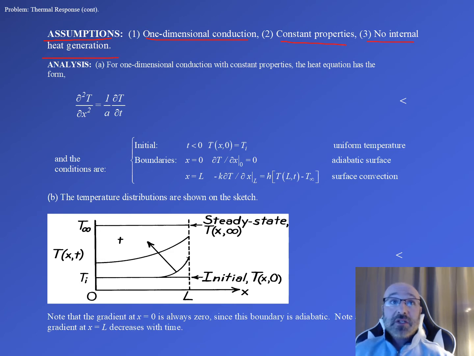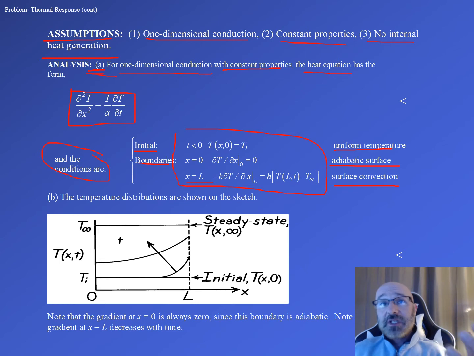Now for our analysis of part A, we took one-dimensional conduction with constant properties and came up with our heat equation, which we found to be this relationship right here. That was the beginning part of part A. The second part of part A asked us to find our boundary conditions and initial conditions. I've typed these out a little neater than my handwriting. The top one is for a uniform temperature, adiabatic surface, and then our surface convection is down here when x is equal to L.